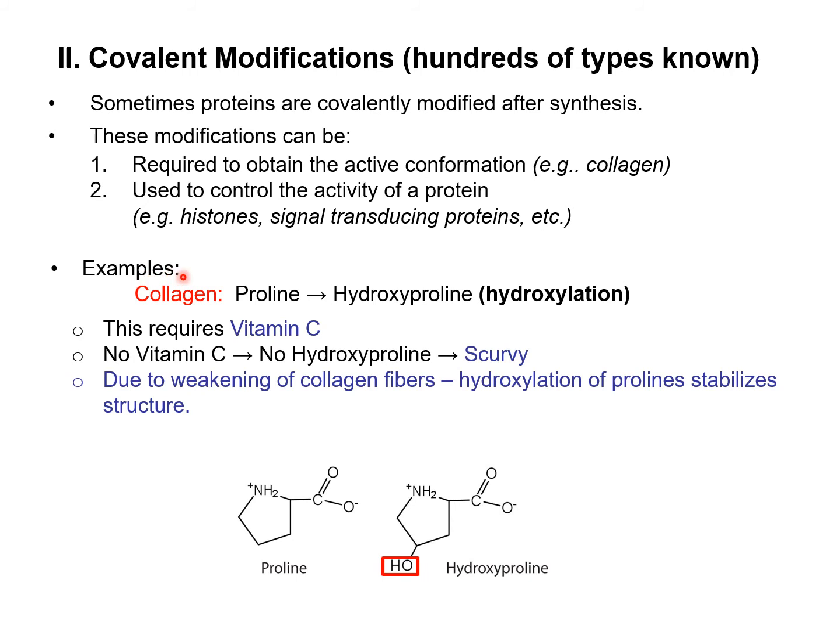Here's an example with collagen, especially the proline residues within the collagen, which have a covalent modification to hydroxyproline by adding a hydroxyl group on the proline by hydroxylation. This process requires vitamin C, meaning that if there's a lack of vitamin C, there's going to be a loss of hydroxyproline, which will lead to the disease scurvy, due to a weakening of collagen fibers over time. The hydroxylation of the prolines stabilizes the structure, so it is definitely required and has to be maintained.